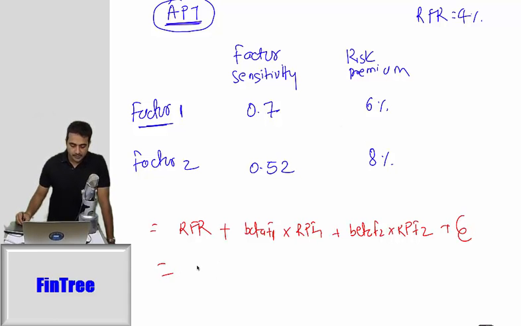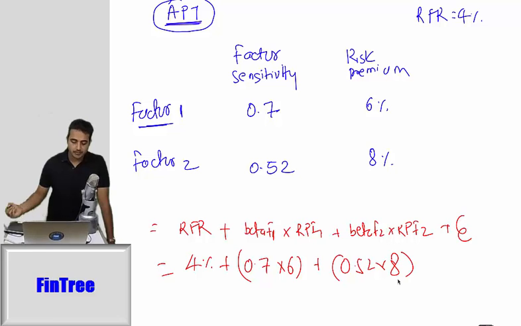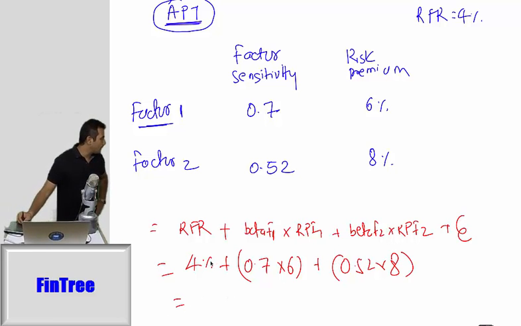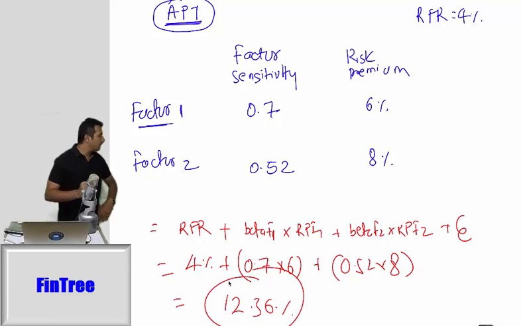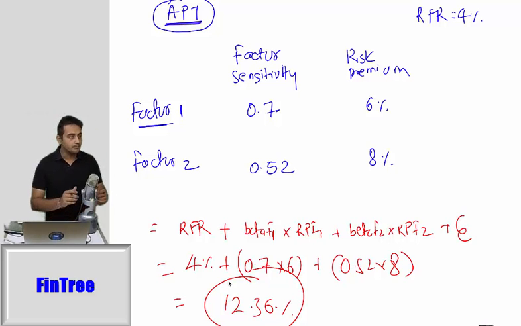So your RFR is being quoted as 4%, beta is being given as 0.7, first risk premium is 6, then 0.52, second risk premium is 8. How much is this? 12.36. So 12.36% is your expected return. A simple multiple regression model. Are we clear on this one?